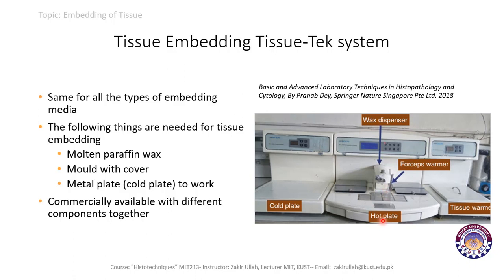The hot plate, which is hot from the lower side, makes the wax hotter. Then we can adjust the tissue according to the dimensions that are required for the microscopy. This is the tissue warmer area, so tissue is placed in this, and after putting the wax in the molds, they are placed on the cold plate so that the wax solidifies and we can easily separate the molds from the tissue.